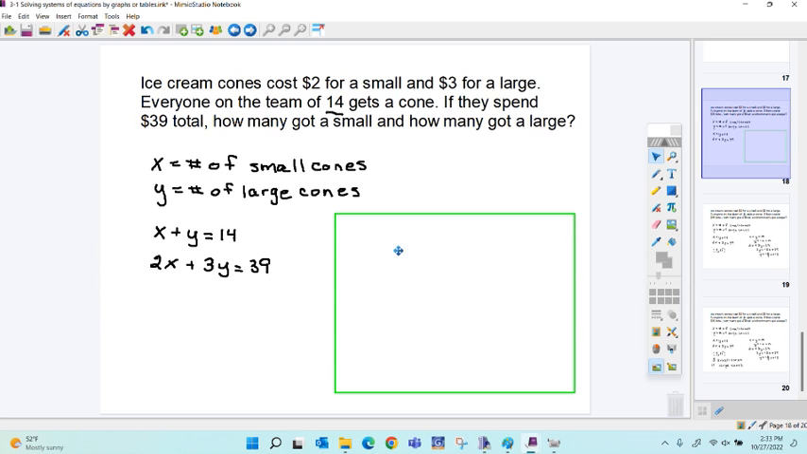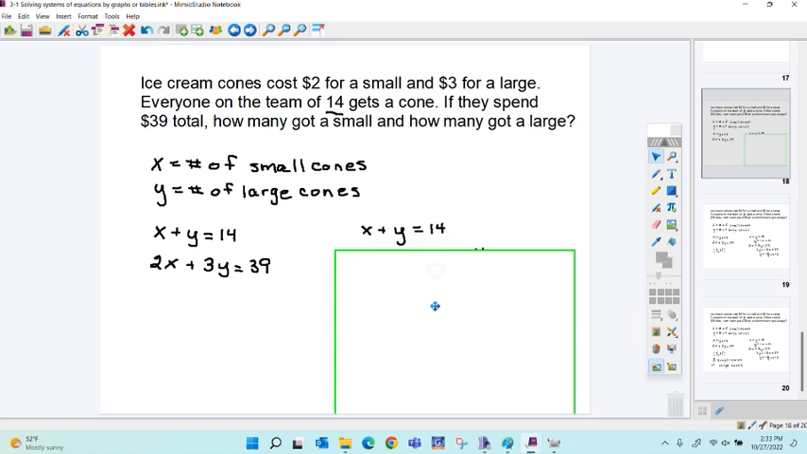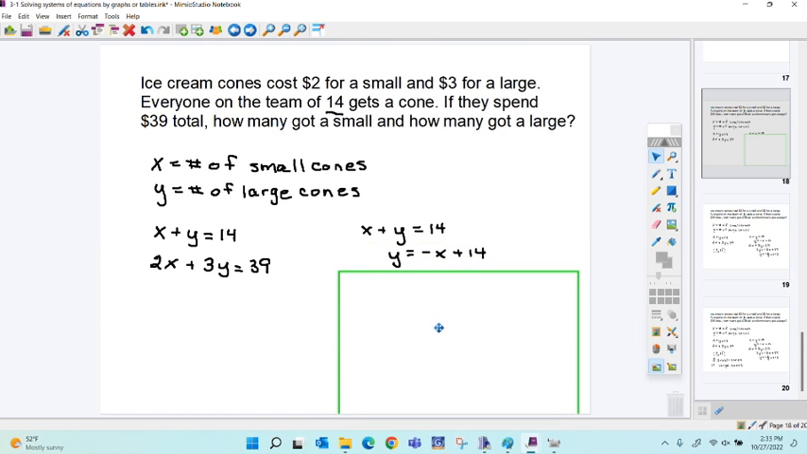Okay, so x plus y equals 14. If we set it into y equals mx plus b form for graphing, both of them, you need two equations. We need two equations because we have two variables, otherwise you can't solve them. So putting this into mx plus b form, we have y equals negative x plus 14, right?